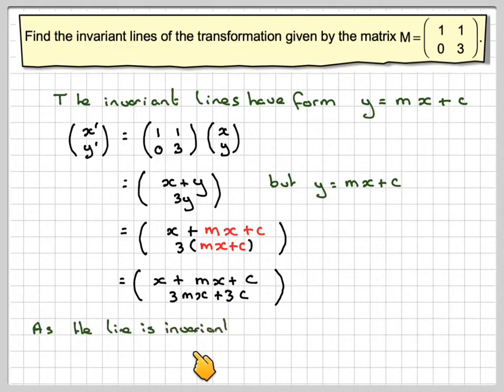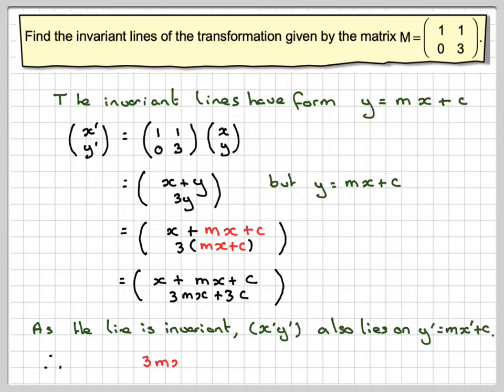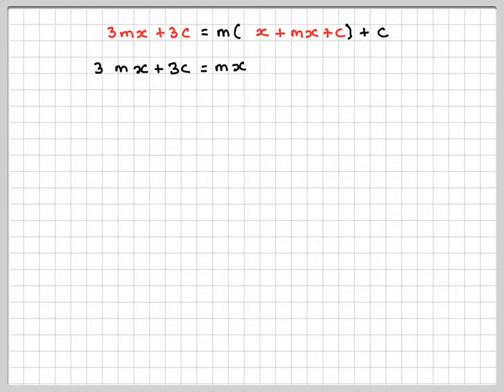As the line is invariant, this point must be on the line as well. So therefore, we're going to say the y value, 3mx plus 3c, is going to be equal to m times the x value, x plus mx plus c, and then add another c on the end there. Okay, so we're now going to simplify this. Multiplying out the bracket first of all, so we've got 3mx plus 3c, equals mx plus m squared x plus mc plus c.